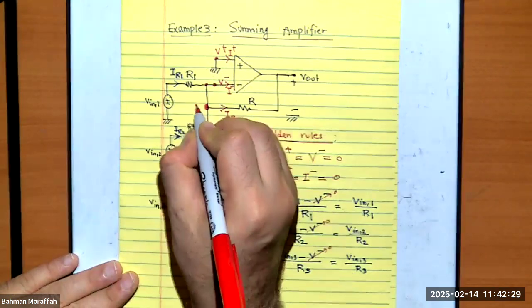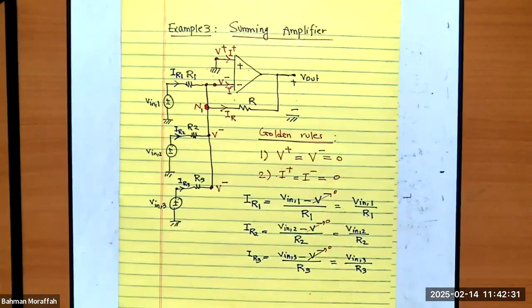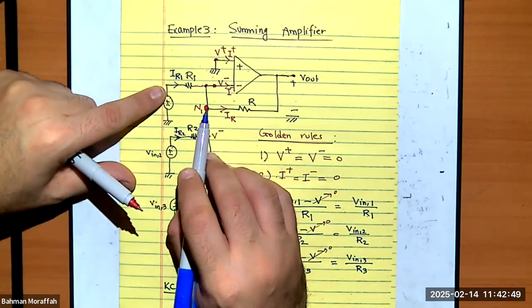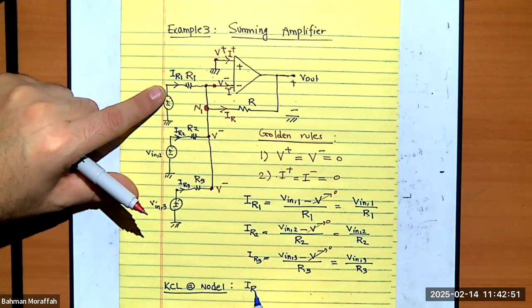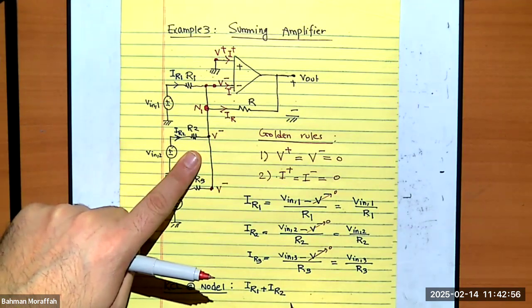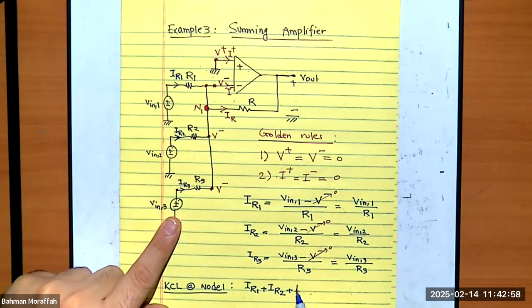So let's just call it node 1. KCL at node 1, what does it tell me? It tells me whatever current that's going in must be the same as the current that's going out. What are the currents that are going in? I have I of R1 going into node 1, I of R2 going into node 1, and I of R3 going into node 1.